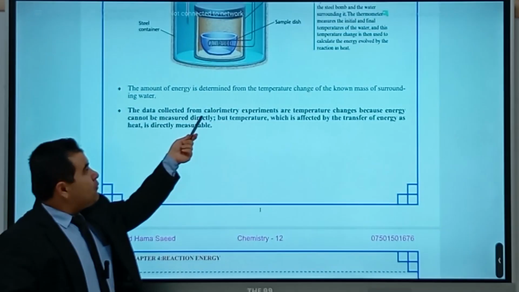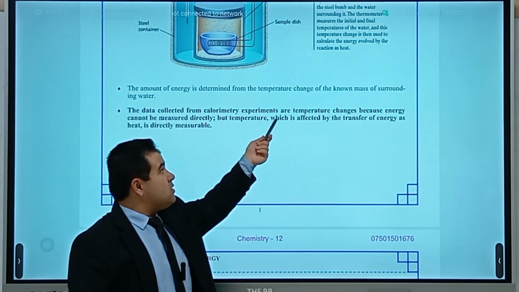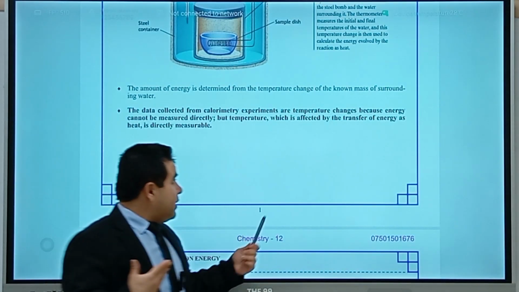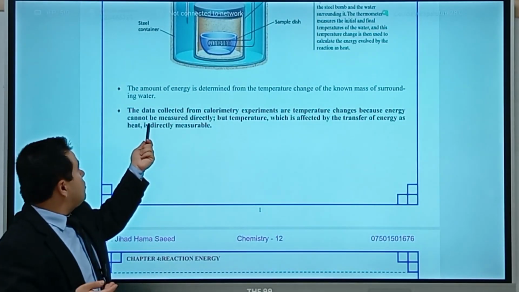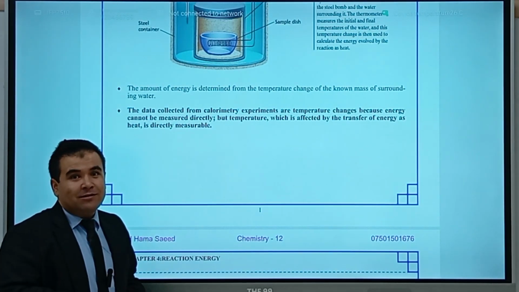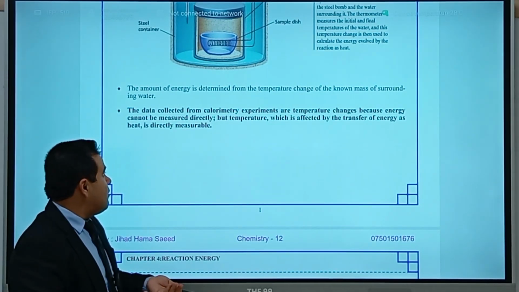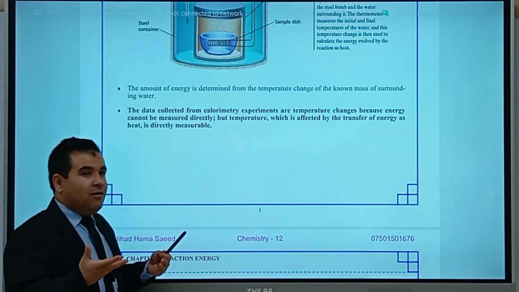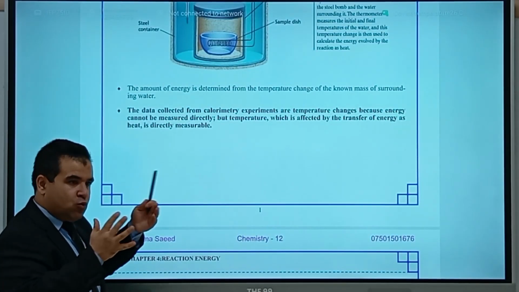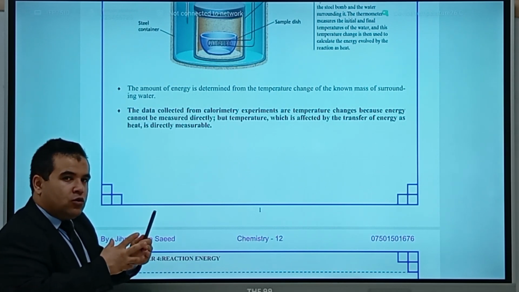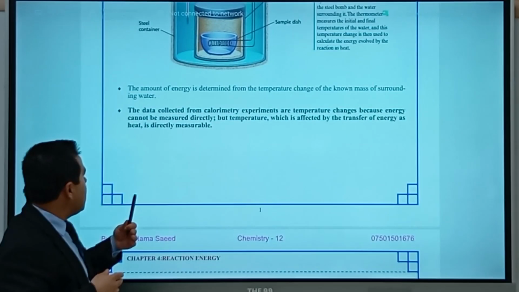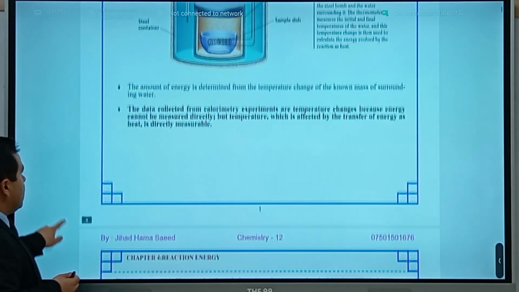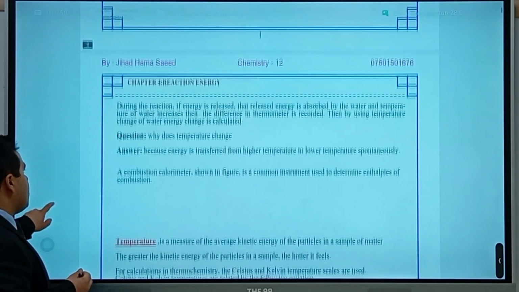The data collected from calorimetric experiments are temperature changes. We can collect the temperature changes because an energy change cannot be measured directly. We cannot measure the energy change directly. But temperature, which is affected by the transfer of energy as heat between the systems, whether from this sample to the surrounding water or from the water to the sample, is directly measurable. We can measure it through this thermometer, guys.